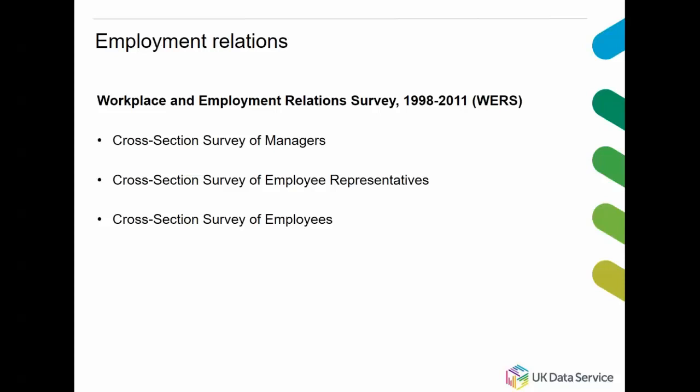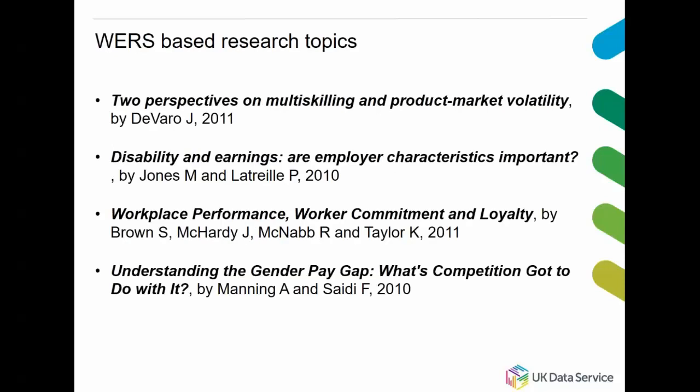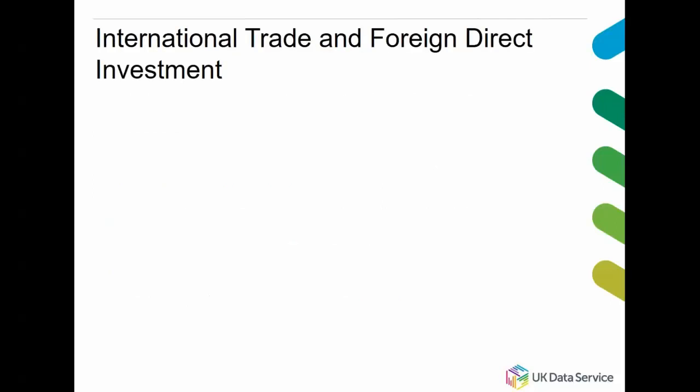So yeah, as you can see, it covers quite a wide area. Some word-based topic areas and some publications that have come out of that. Again, just a tiny snapshot. We've got things here on multi-skilling, disability and earnings, workplace performance and loyalty, and the gender pay gap. Let's have a look at another area here.